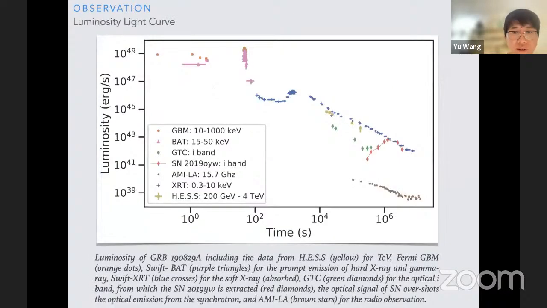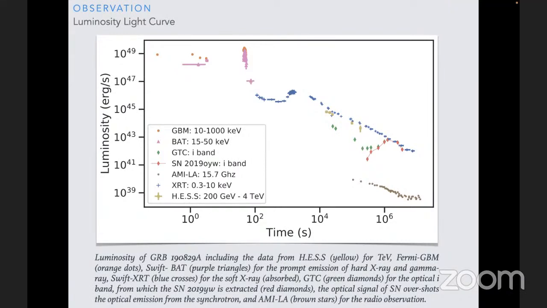So now go to the next one. Now this is a light curve, a full light curve, including the data from HESS. You can see in the middle only 5 yellow points, so from 10^4 seconds. And the energy is from 200 GeV until 40 eV.